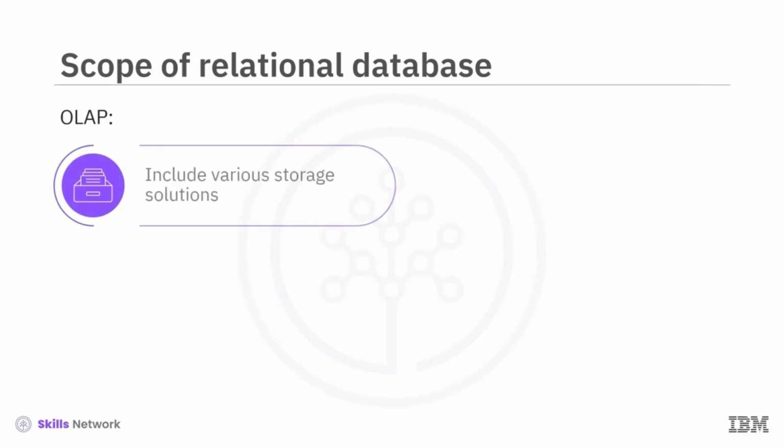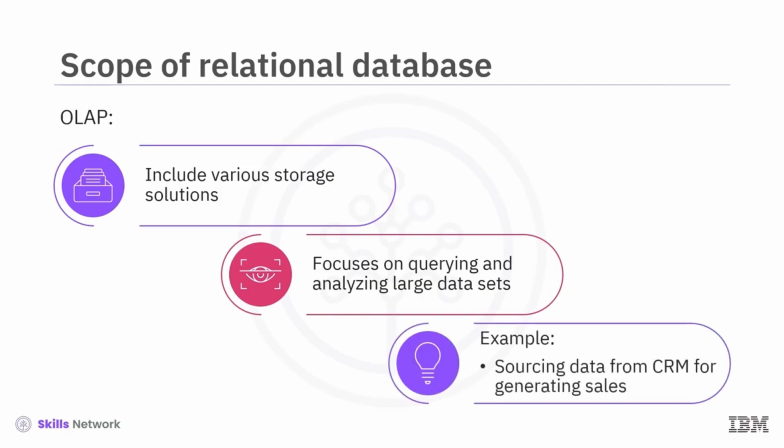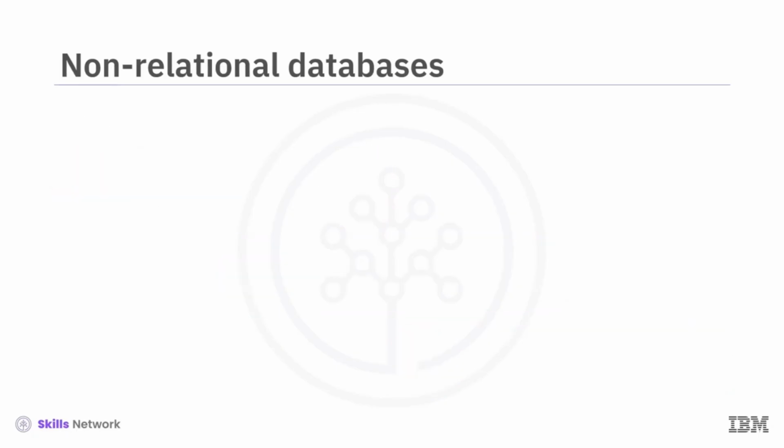OLAP systems include various storage solutions like relational and non-relational databases, data warehouses, data lakes, and big data stores. The system focuses on querying and analyzing large datasets to extract meaningful insights. For example, organizations can leverage data sourced from a customer relationship management (CRM) system for insightful analytics, such as generating sales projections. Now that you know about relational databases, let us explore non-relational databases.